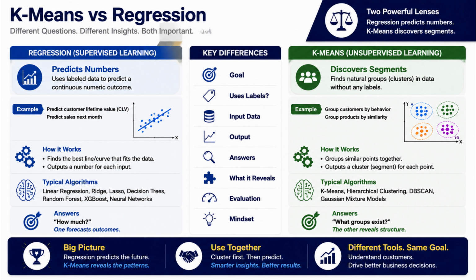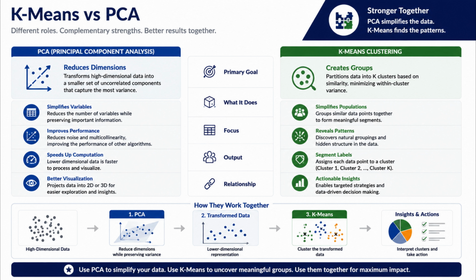Section 26, K-means versus PCA. PCA reduces dimensions. K-means creates groups. PCA simplifies variables. K-means simplifies populations. The two methods are often used together. PCA helps reduce complexity by combining many variables into a smaller number of components while preserving most of the information. K-means can then use those simplified components to identify meaningful customer segments more efficiently. Together, they form a powerful combination for exploratory analytics.